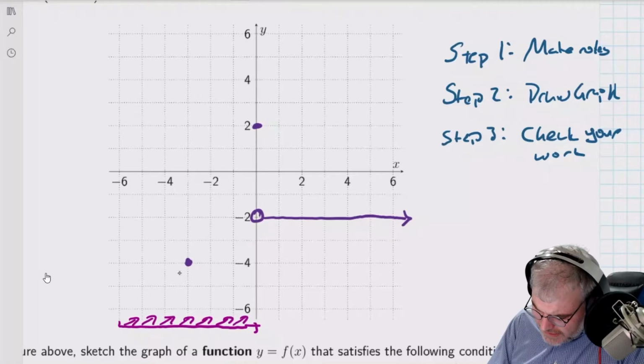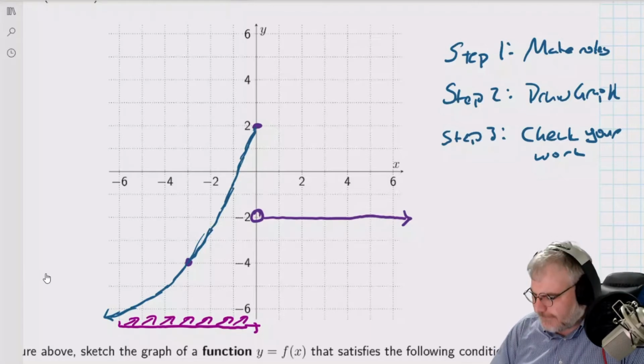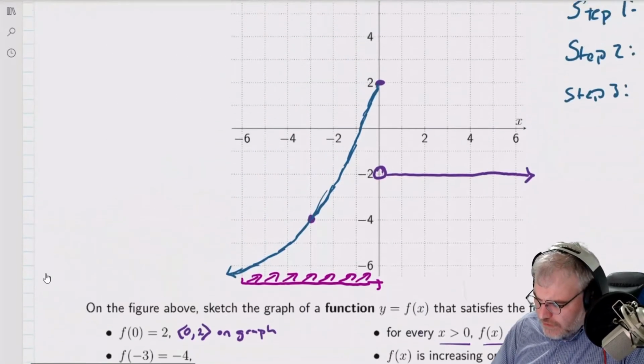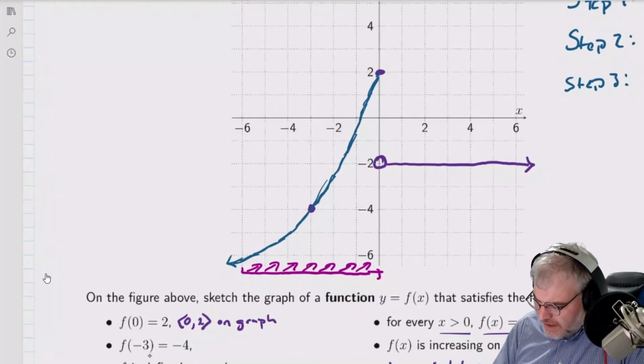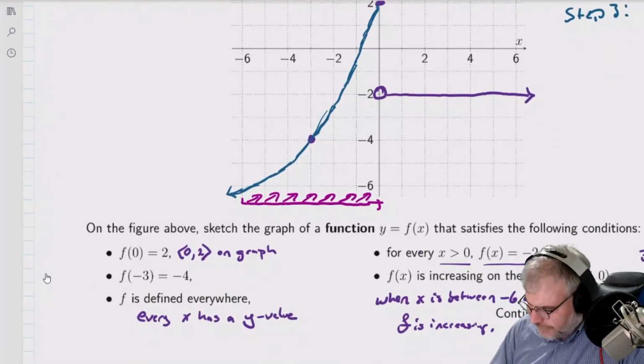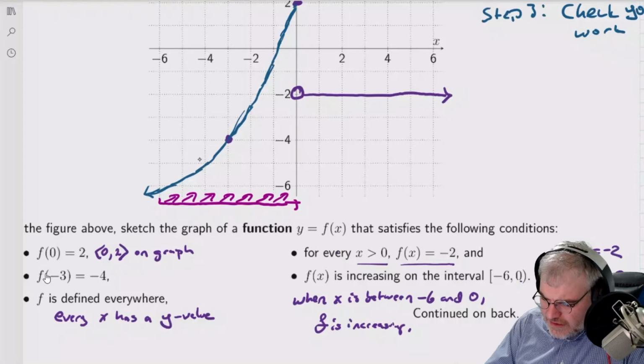All right, so I need to be increasing here. So let's make this go down here like this. Let's make this come up here. Do something like that. All right, so that's what I'm going to draw here. Now, check my work. Is f of 0 equal to 2? Yes. Is f of -3 equal to -4? Yes. Is f defined everywhere? Yes. For every x greater than 0, is f of x equal to -2? Yes. Is f of x increasing from -6 to 0? Yes. It's increasing beyond that, but it's increasing there.